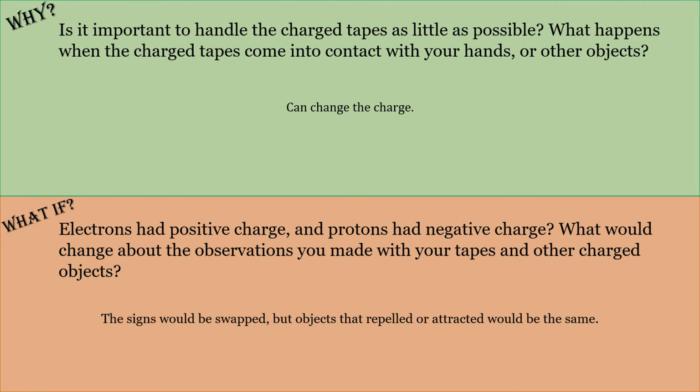It is important to handle the charged tape as little as possible because it can change the charge by losing or gaining electrons. What happens if electrical charges are positive and the protons are negative? Well, the signs would be swapped, but the objects that repel each other would still repel each other, and the objects that attract each other would still attract each other because they're opposite signs.